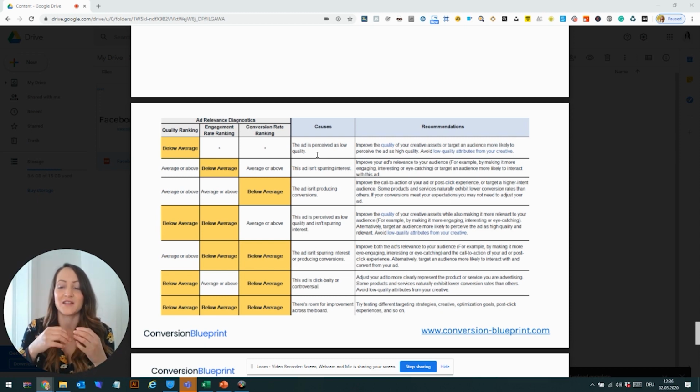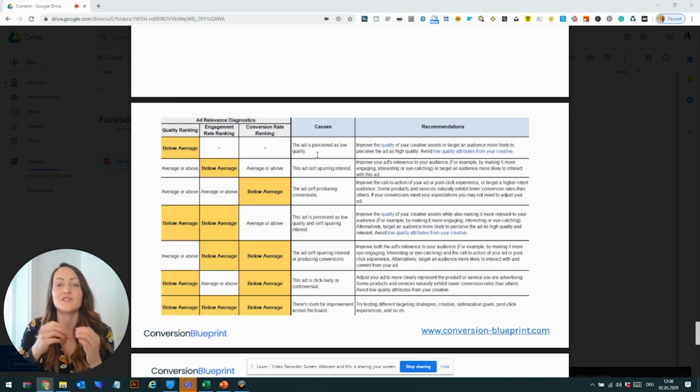So make sure it is more niche, more relevant, and also the quality, that you not use any low quality attributes, and that you stick within Facebook's advertising policy. Then if your engagement rate ranking and your conversion rate ranking is low, then the ad is not spurring interest and it is not producing conversions. You need to improve both your ad relevance to your audience. So try to make the ad more eye-catching and improve your call to actions and your landing page experience.